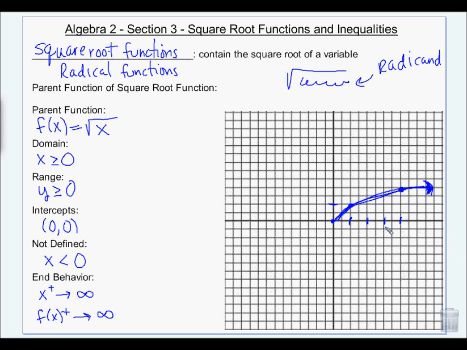We also have this sort of non-existent part right here. So I just put that on there so you can see it's half of a parabola, right? X squared was a parabola going up. The square root of x is half a parabola laying on its side.